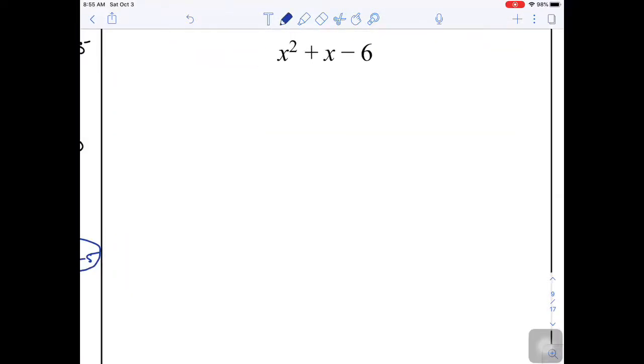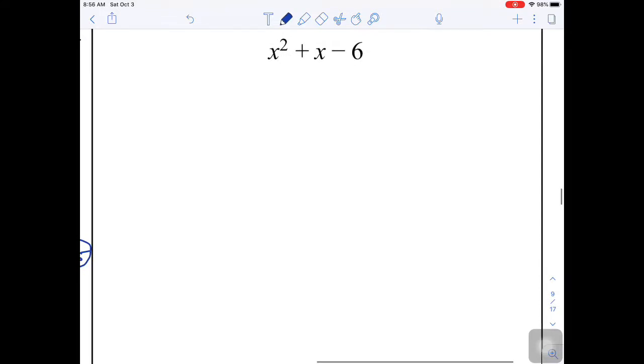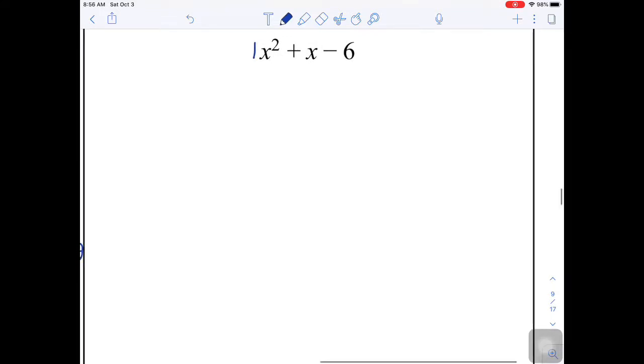So again, we're going to do PSA. We have a coefficient of 1 in front of x squared, so we can simply just do PSA. So let's maybe put PSA over here. So what two numbers, a times b, multiply to get our constant, negative 6? Those same two numbers, can they add to positive 1? Okay. What is a and b?